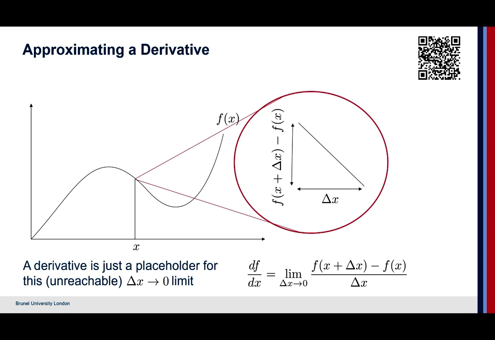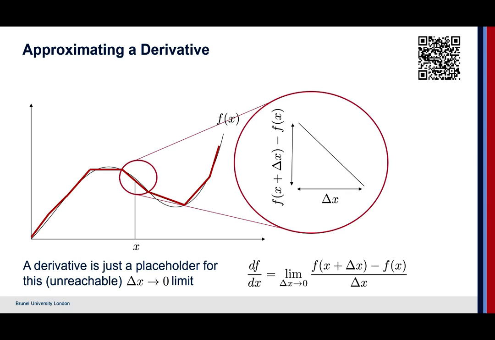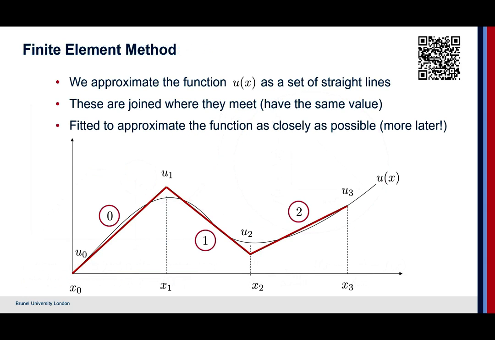But the more general method is to take the approximation for some finite part of the curve, approximated as a series of straight lines, and then use the finite element method to approximate our function in some way. So we're essentially taking some function, in this case u of x, as a series of straight lines. Each of these straight lines we call an element.